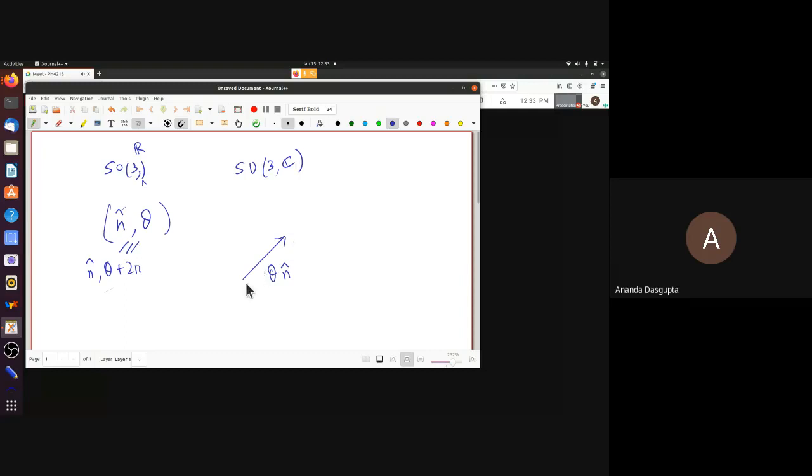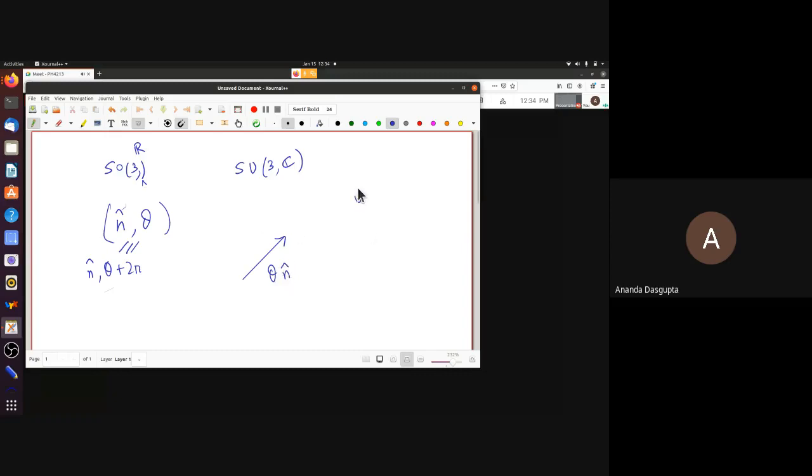Is that the only problem? Because here what we are saying is, instead of giving n hat and theta, I'm giving theta times n hat. First question: if you are given a vector, can't you find out the unit vector in its direction and its angle? Yes or no? And its length, sorry. Given a vector, can't you find out theta from it and n hat from it? That's class 11.